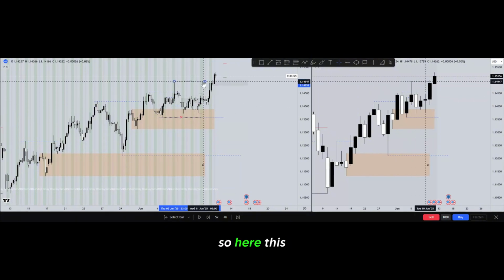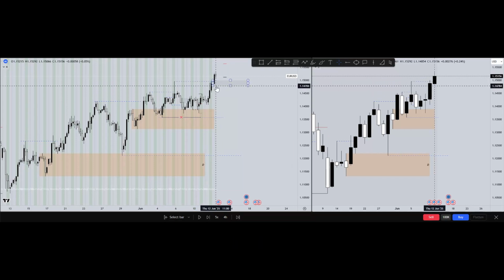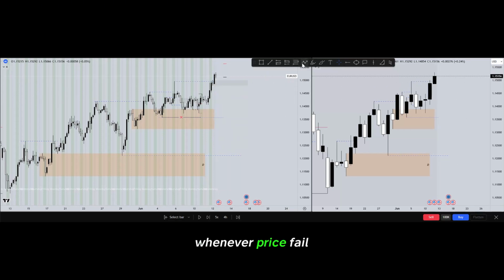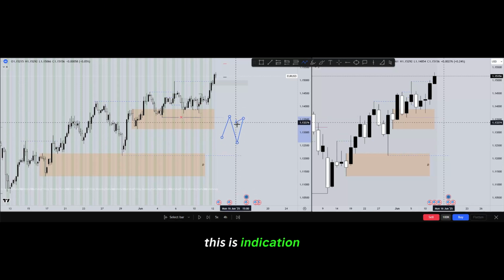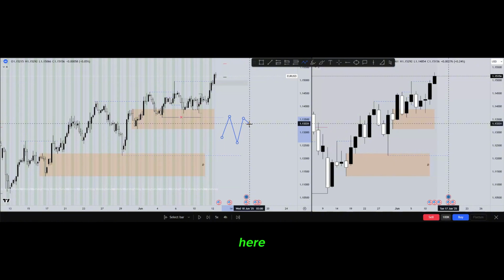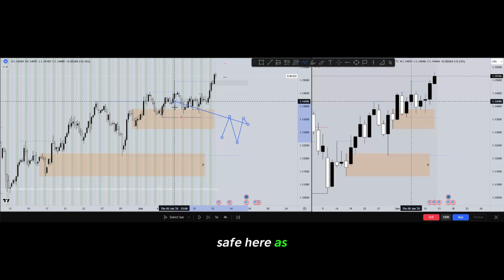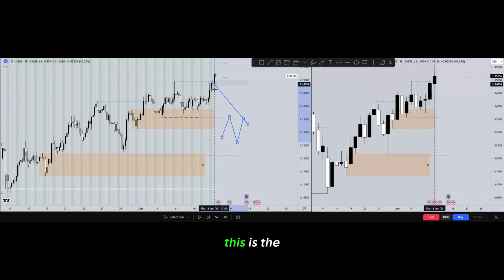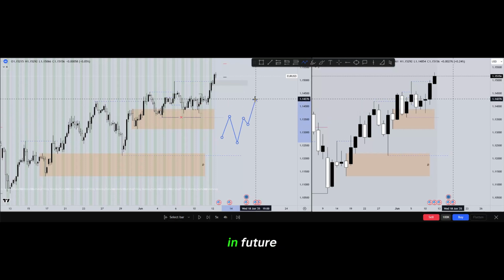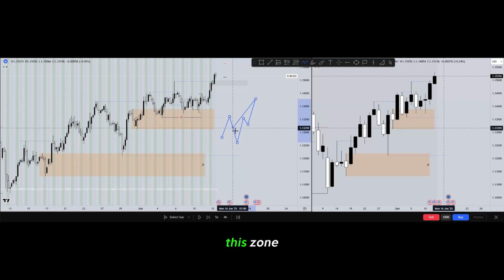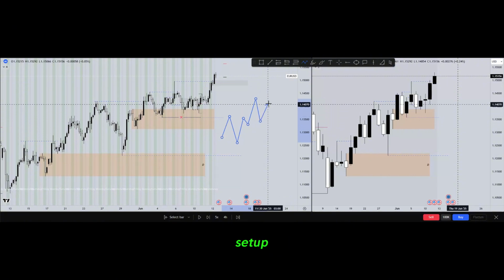So here, this is a flip demand zone. Okay, so why we call this flip demand zone is whenever price fails to show some reaction, it is the weak supply zone. This is an indication where sellers are involved here. So it shows the sellers' involvement. So sellers failed to continue the trend. Like, see, it has a bearish market structure shift here as well. So it failed to do so. So this is the flip zone from where we'll try to trade in future. So when price pulls back to this zone, we'll try to look for a buy setup.